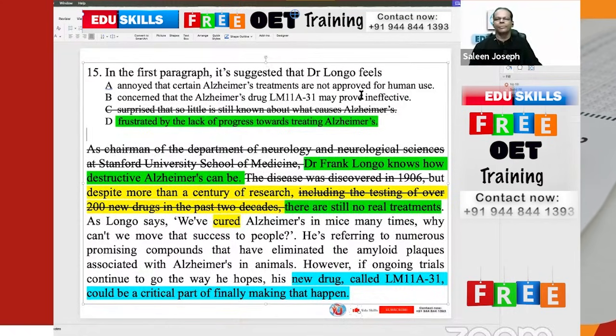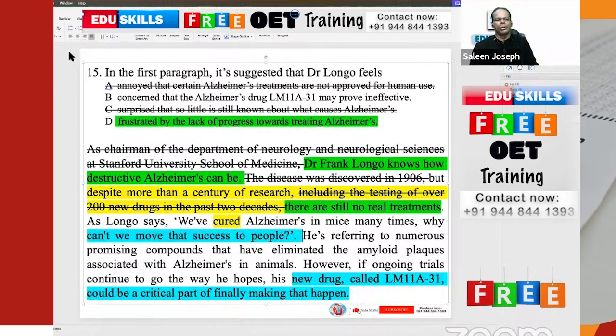But then here it says, which one? Annoyed that certain Alzheimer's treatments are not approved for human use. But the text says there are still no real treatments at all. Without having treatments, can you approve it for human use? No, sir. So this is also eliminated. Next, we have cured Alzheimer's in mice many times, why can't we move that success to people? Again shows frustration, right? Yes, sir.